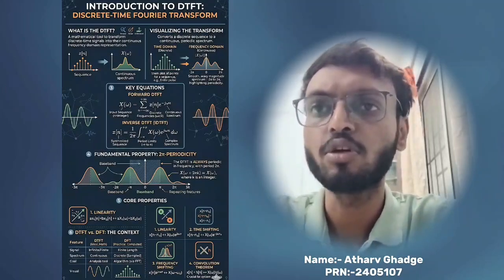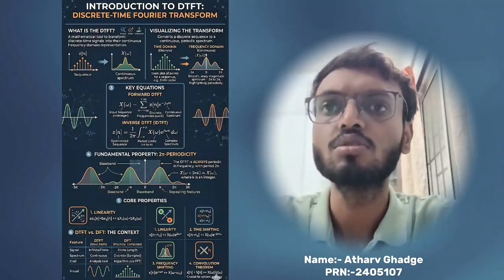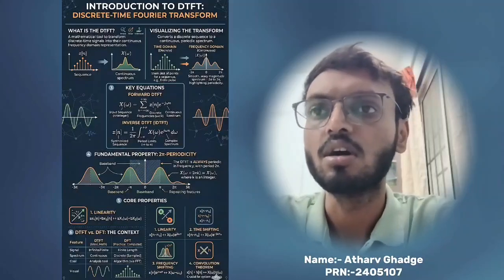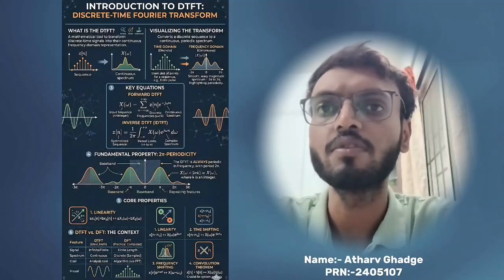The sixth point is DTFT versus DFT. So the context here is that we are comparing DTFT with DFT.